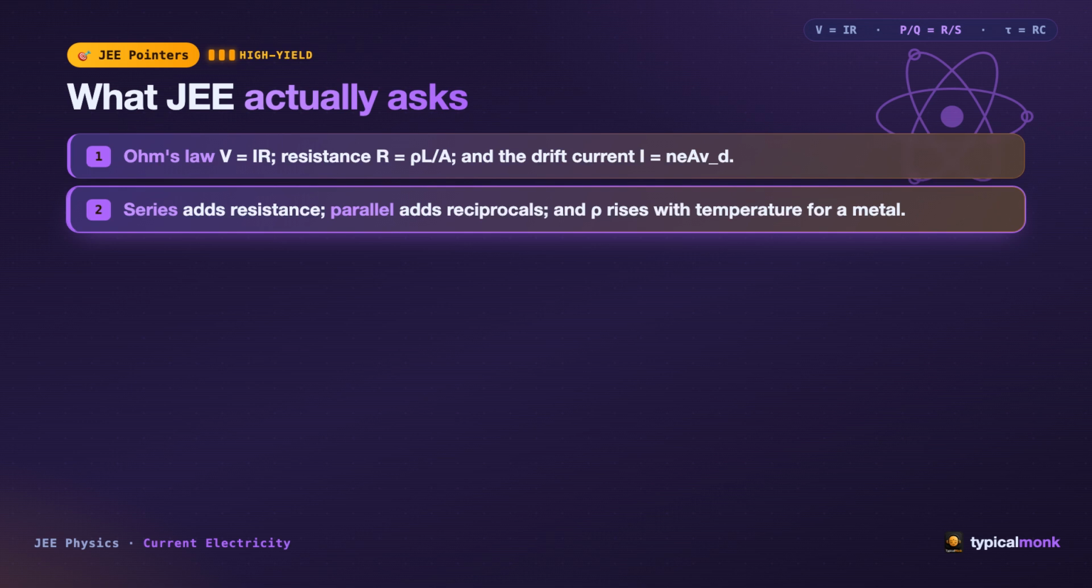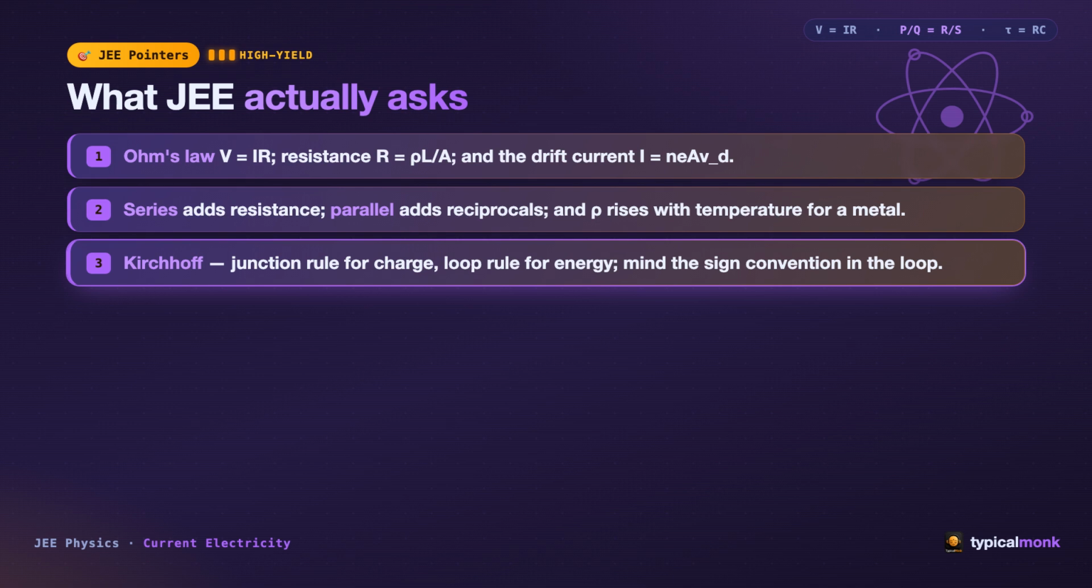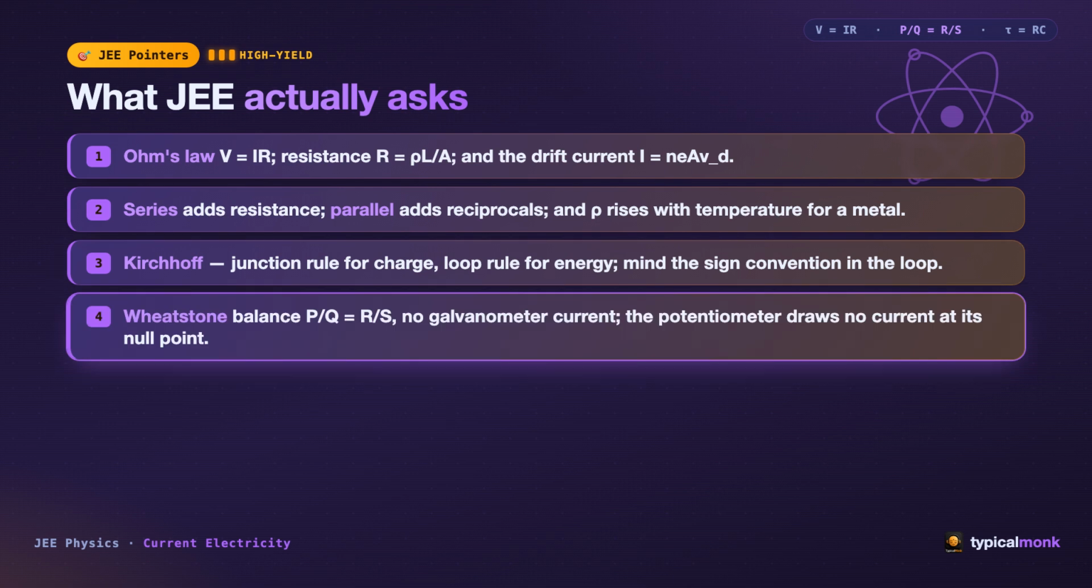Series adds as the resistances, parallel as the reciprocals, and rho rises with temperature for a metal. 3. Kirchhoff: the junction rule for charge, the loop rule for energy, and mind the sign convention as you go around the loop. 4. The Wheatstone balance, P over Q equals R over S, with no galvanometer current, and the potentiometer draws no current at its null point.